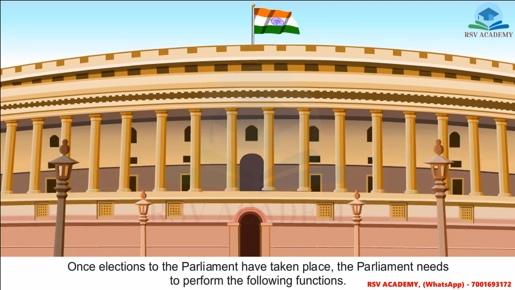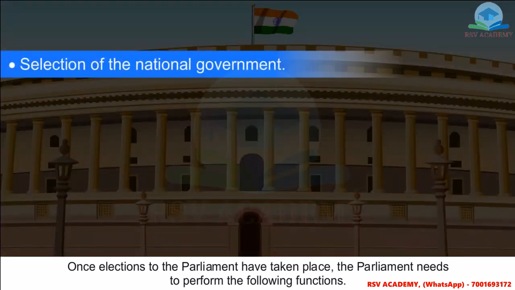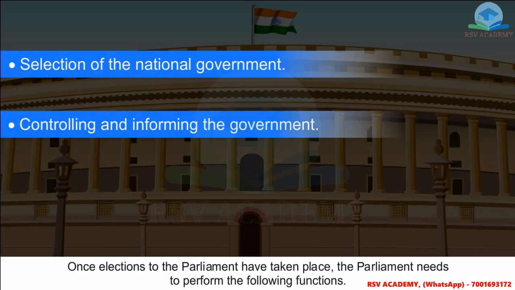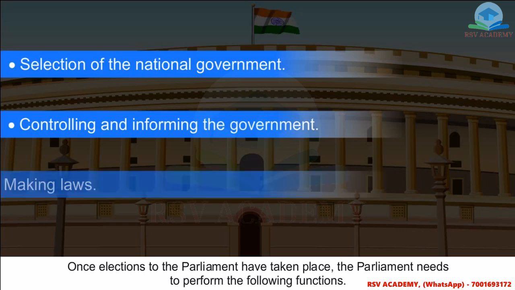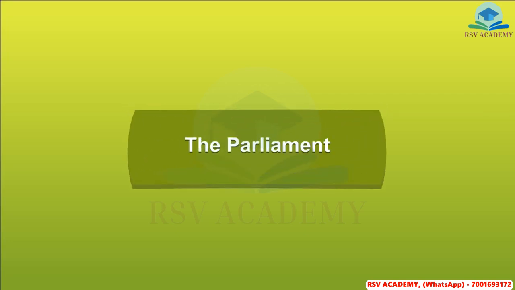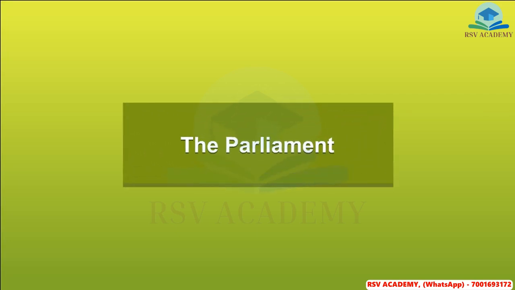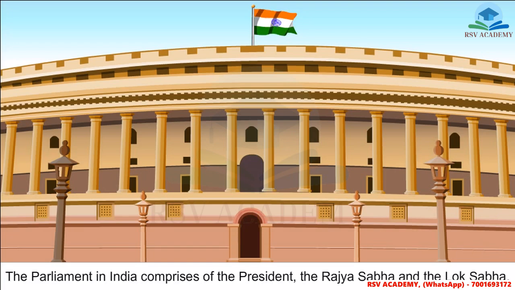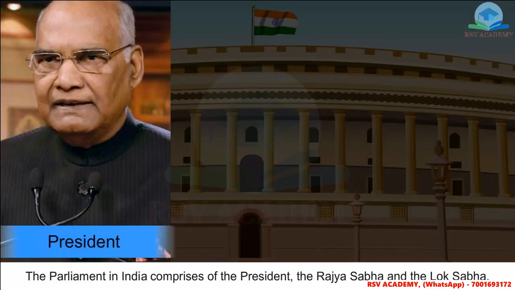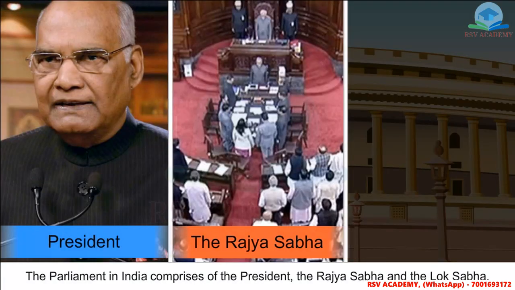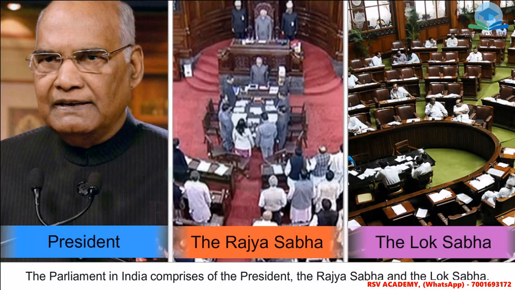Once elections to the Parliament have taken place, the Parliament needs to perform the following functions: selection of the national government, controlling and informing the government, making laws. The Parliament. The Parliament in India comprises the President, the Rajya Sabha and the Lok Sabha.